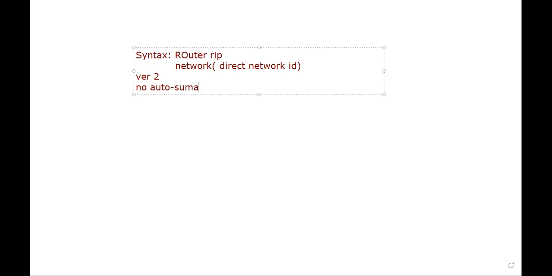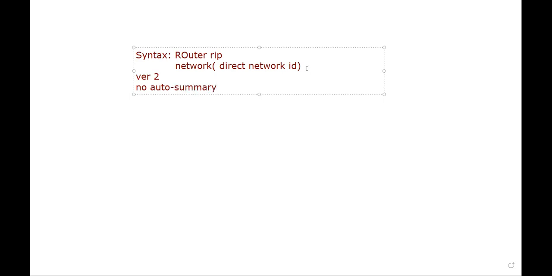In RIP, if we talk about the syntax, we have used router rip. Also, we have used network and the direct network ID. Also we have discussed version 2 and no auto-summary. This was our previous topic.